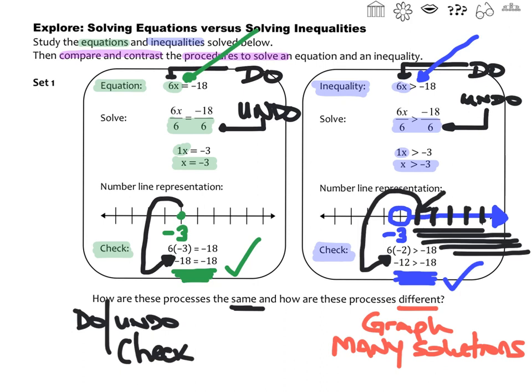The do-undo is the same. The process for checking is the same. The manner in which my graph is set up is a little different, and the fact that I have many solutions in an inequality instead of just one solution in an equation would be something that's different.